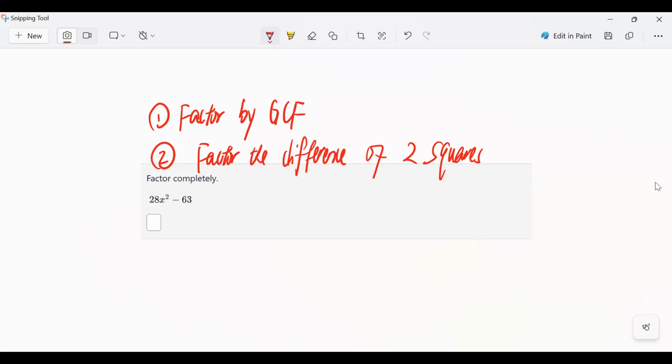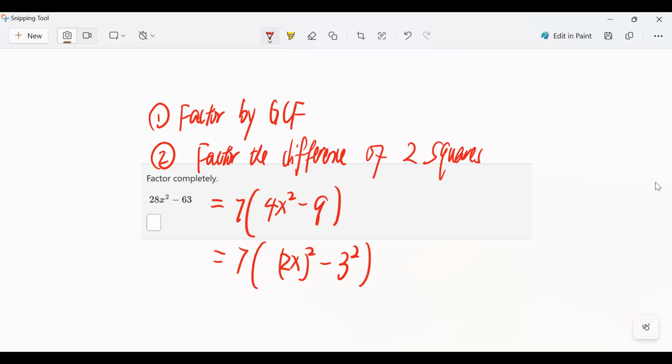Okay, so let's go over the solution. The GCF here is going to be 7. Once you factor out 7 for x squared, that becomes a perfect square, 2x squared, minus 3 squared, so that it becomes 2x plus 3, 2x minus 3. Any question about this?